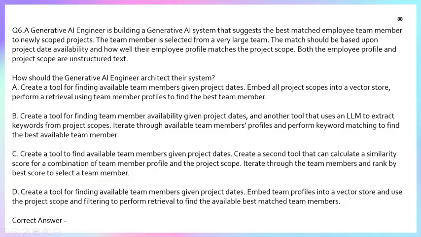Now option D. Here we are also embedding team members into the vector store and retrieving by the project, then filtering for the best available. This is also a good approach, but it relies on filtering rather than ranking with combined scoring. It might work, but filtering after retrieval is less efficient than computing a joint similarity plus availability, as in C. So C is the good fit.